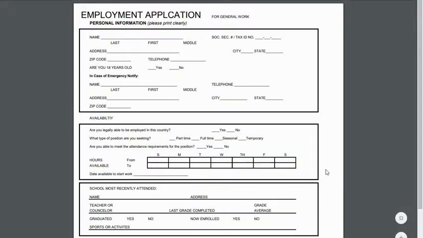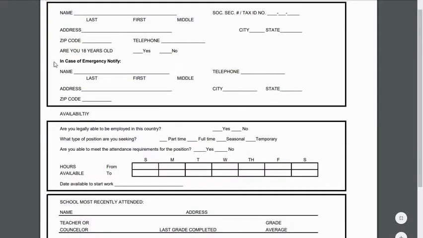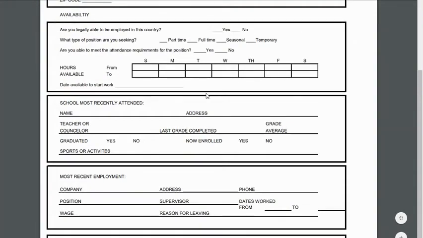As we look here at a sample job application, what the employer is trying to do is get information about you before they hire you. So part of that is your contact information: name, address, zip code, telephone number, potentially social security number. In case of emergency, a contact person. They are going to want to know when you are available to work.